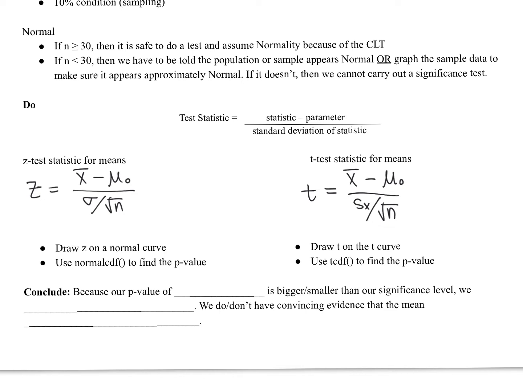Now, if you want to find the p-value, the function we use in the calculator is also different because of this. If you have a z-test statistic, you use normal CDF just like we did for proportions. If it's a t-test statistic, then we use something called t-CDF, which are both found with second vars.